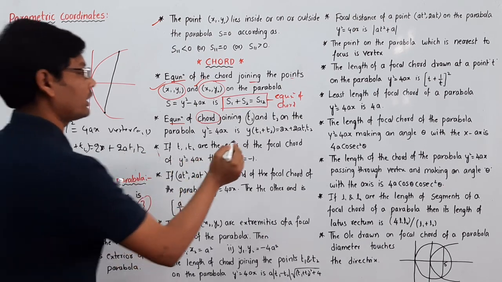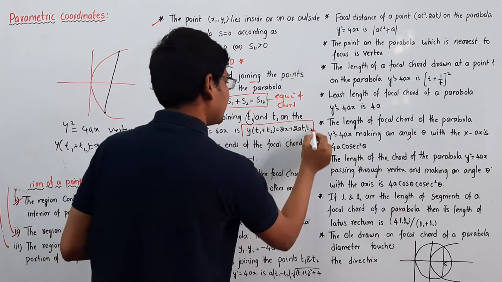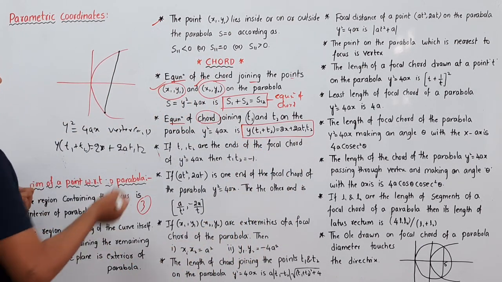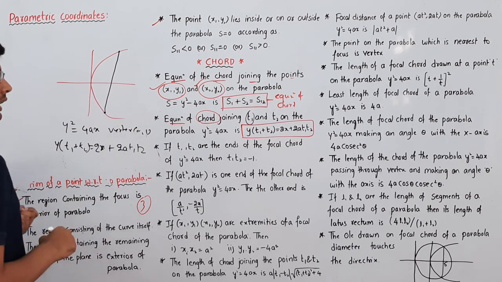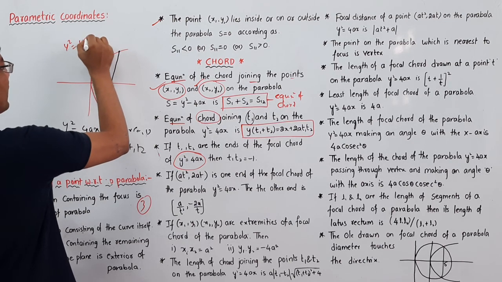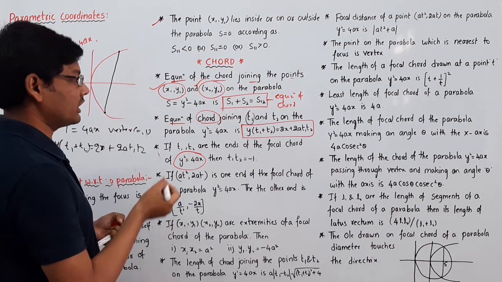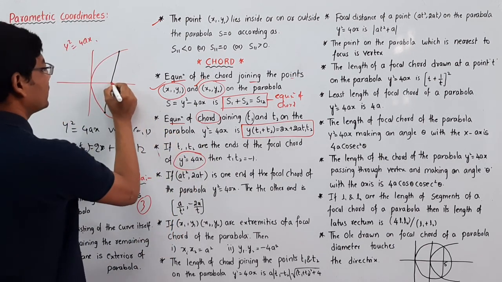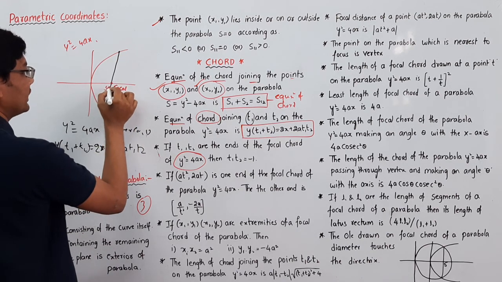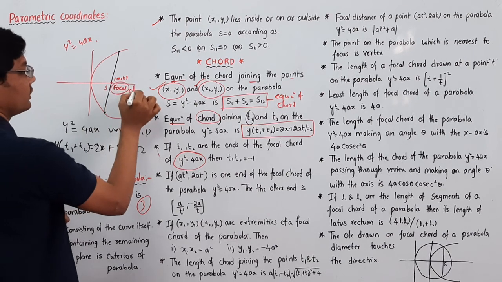This is the most important expression to find the equation of the chord joining 2 points T1 and T2, where T1 and T2 are ends of focal chords of the parabola. This is the standard form of parabola which has vertex 0 comma 0. A focal chord of a parabola is the chord which passes through the focus, that is a comma 0.